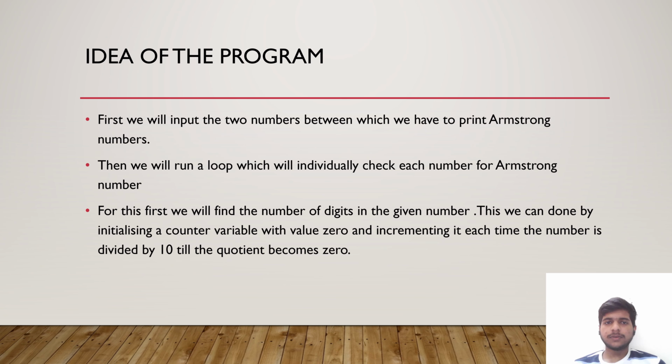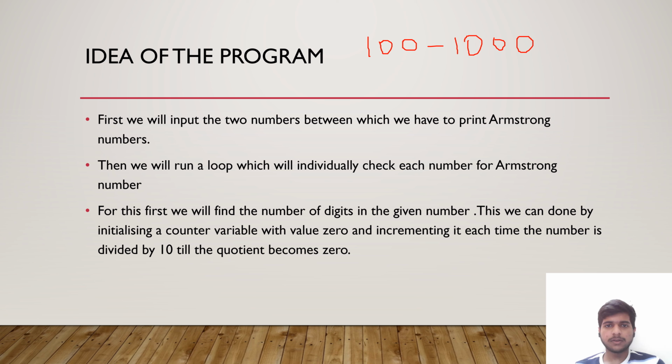So we will first see the idea of the program. Basically we have to check Armstrong numbers between two given numbers, like we are given two numbers, 100 and 1000. So we have to check how many Armstrong numbers lie between 100 and 1000. We will check individually each number that lies between these two numbers.